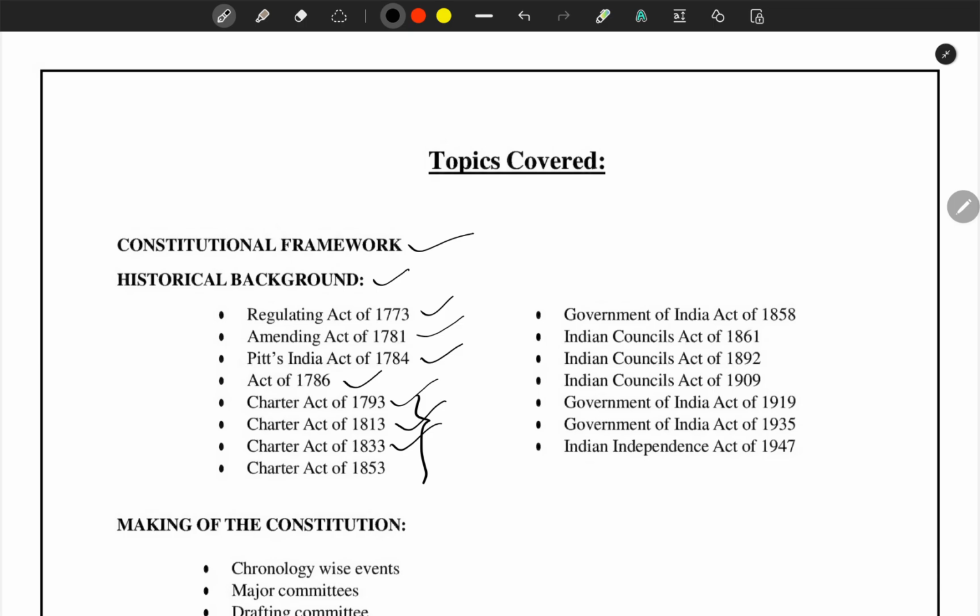Then we will be dealing with Government of India Act of 1858, Indian Councils Act of 1861, Indian Councils Act of 1892 and Indian Councils Act of 1909. Later we will be dealing with these topics as well, which will be covering Government of India Act of 1919, 1935 and lastly in historical background we will be dealing with Indian Independence Act of 1947.